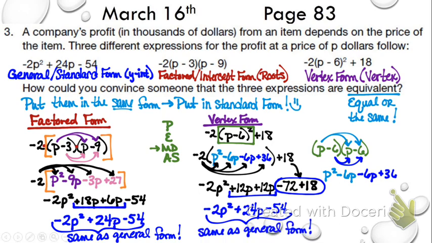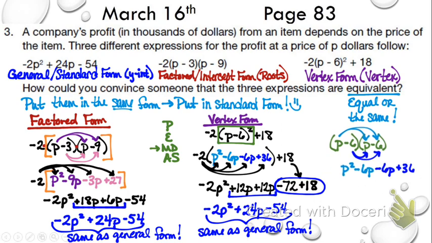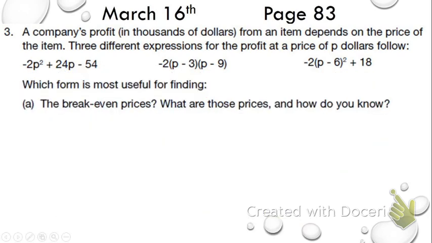How are we feeling about that? Pretty reasonable? All right, let's look down at the next couple questions here. Question A, sorry. Which form would make the most sense for the break-even prices? What are break-even prices? Any ideas?